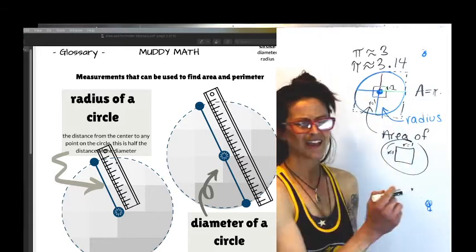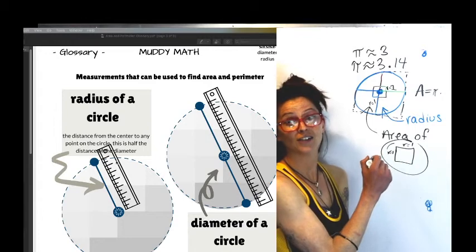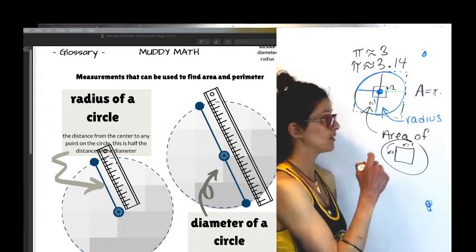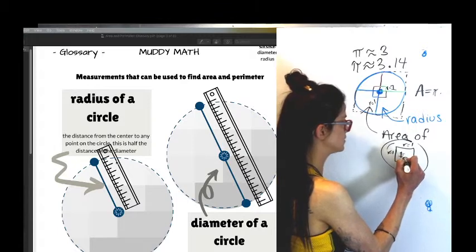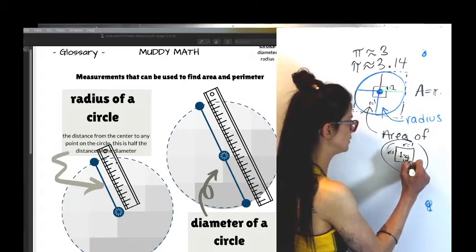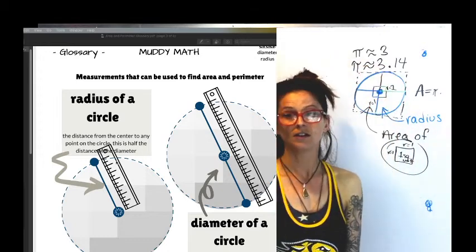Oh, and by the way, what's the area of this square if it's 1 by 1? Right, areas of squares are found by multiplying the length by the width, which we're going to see again in a second. But the area of this is 1 square unit.